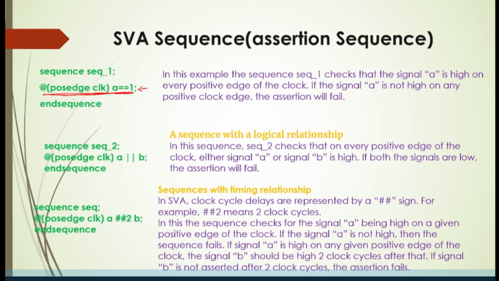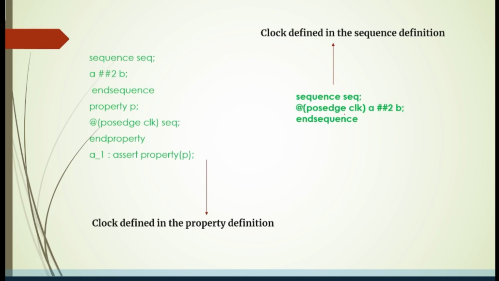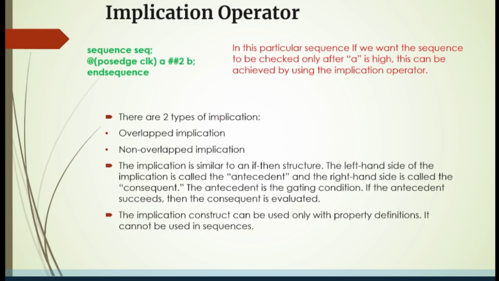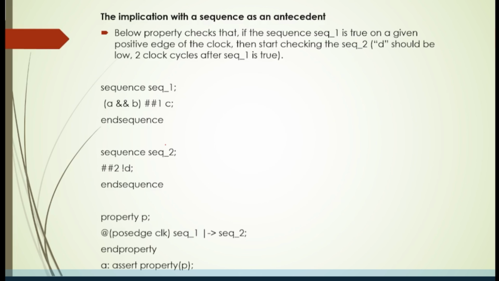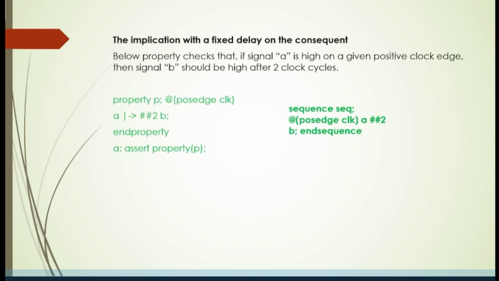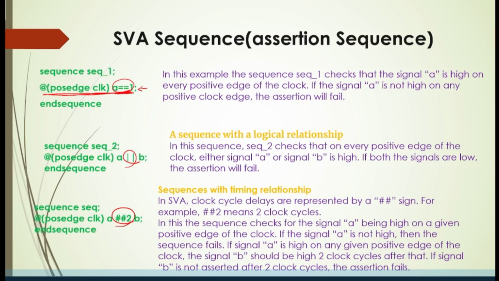So this is how you will be using these properties. As I told you, you can have many types of sequences. Like a equal to 1, this is one type of sequence, a or b, a hash to b. In this way you can have many sequences, and implication operators, overlapped implication operators and non-overlapped implication operators. We'll be seeing all this one by one in the upcoming sessions. So stay tuned for that.